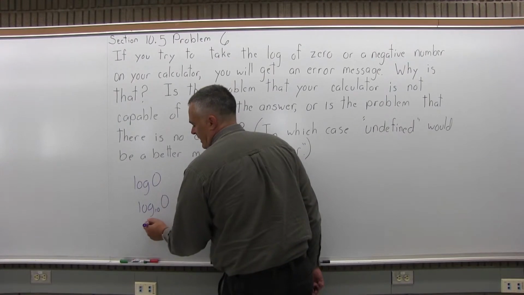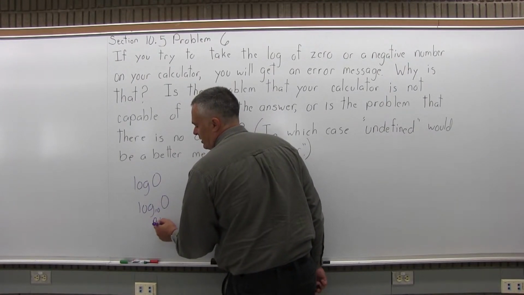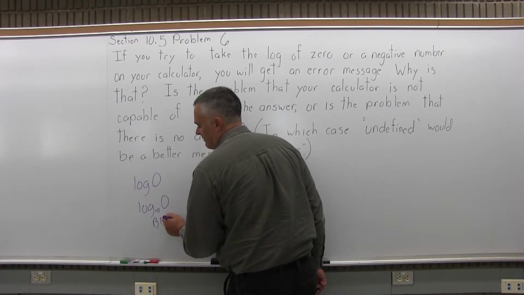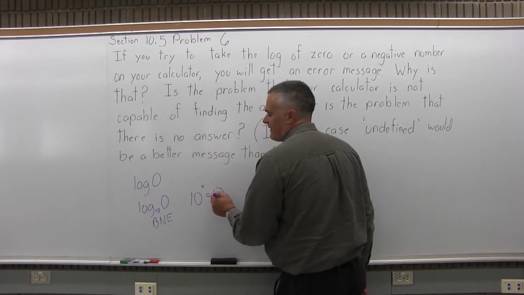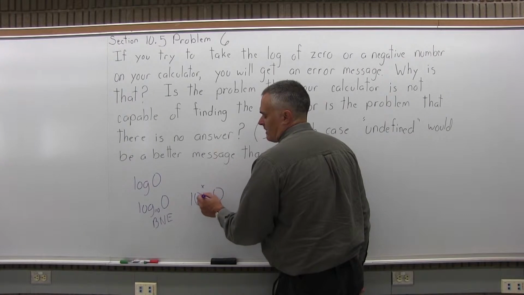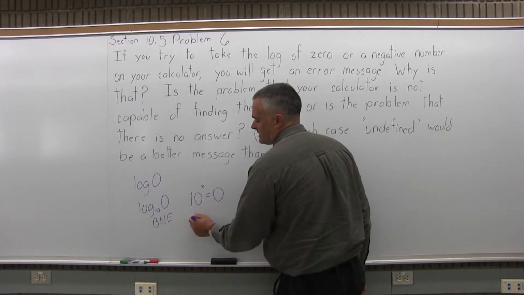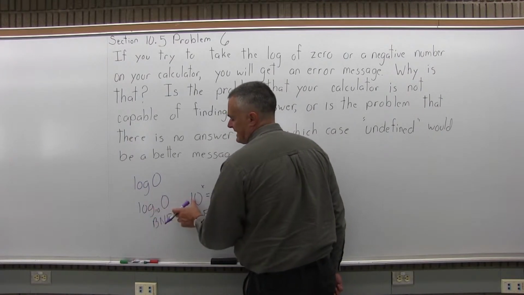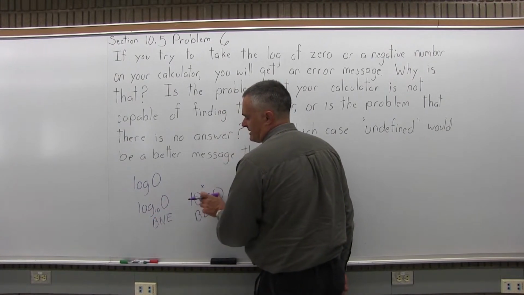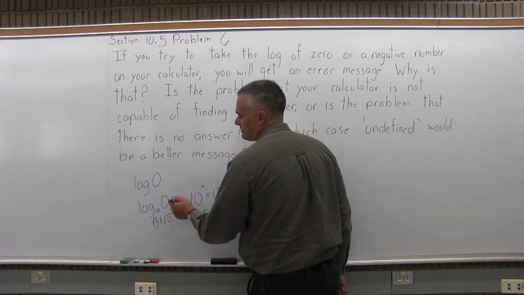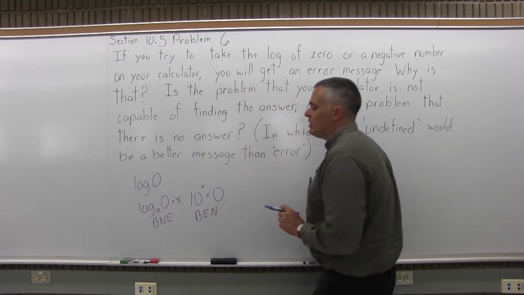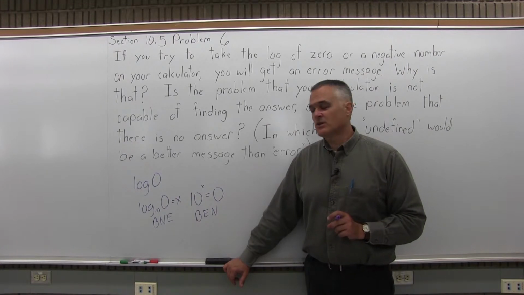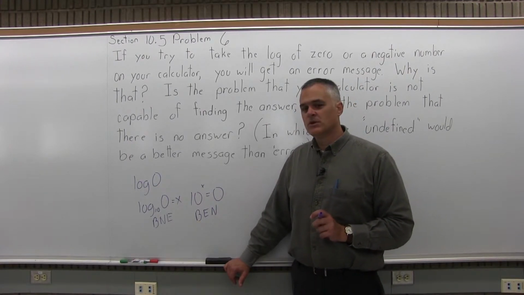what you're asking is 10 raised to what exponent is 0? So again, in the way I get that, the log version is Benny, B-N-E for base number exponent, and the exponential form is Ben, base exponent number. So the base is 10, the number is 0, and the exponent is not known, it's x. So is there some exponent that you can raise 10 to get an answer of 0?